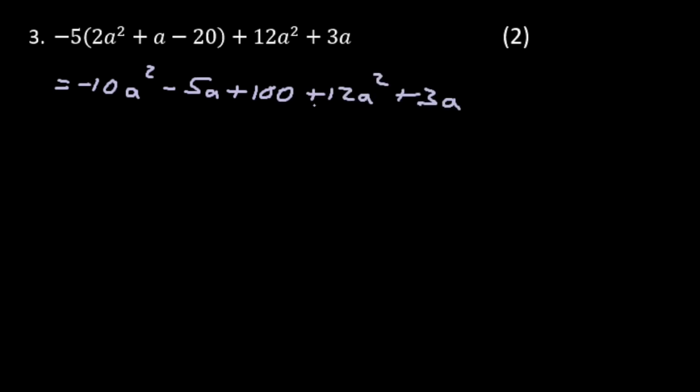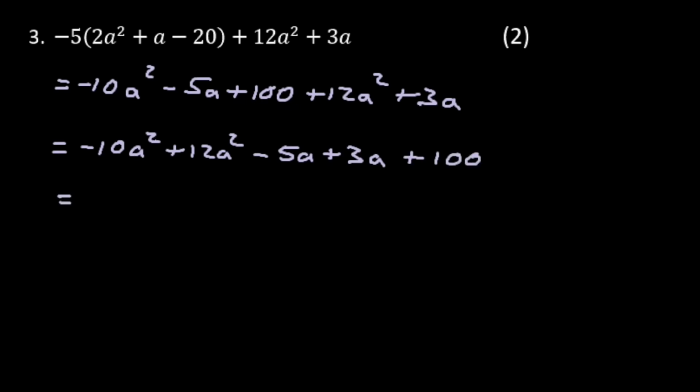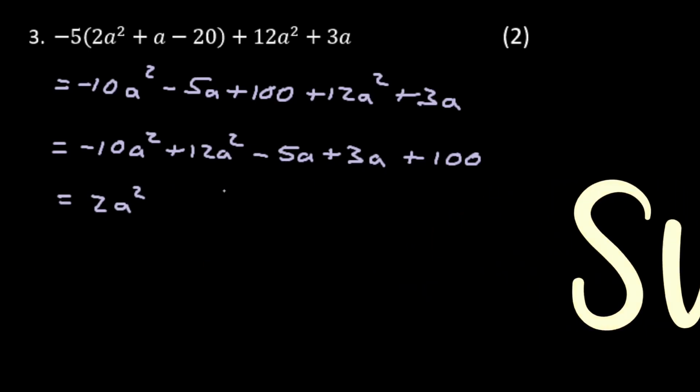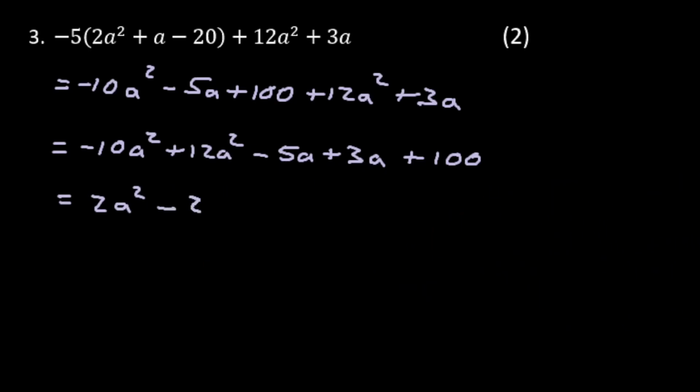Now if you'd like, we group our like terms, moving this 12a squared next to this one, then keep on writing what's left, so it's minus 5a. The like term part would be plus 3a, and the only thing that's left is the plus 100. Minus 10a squared plus 12a would result in 2a squared. Minus 5a plus 3a would result in minus 2a, and there's nothing to do with the constants, so it remains the same.